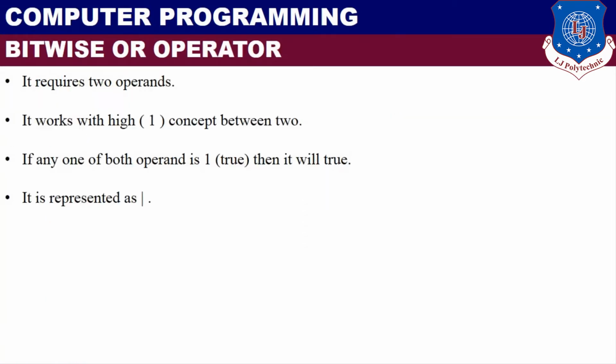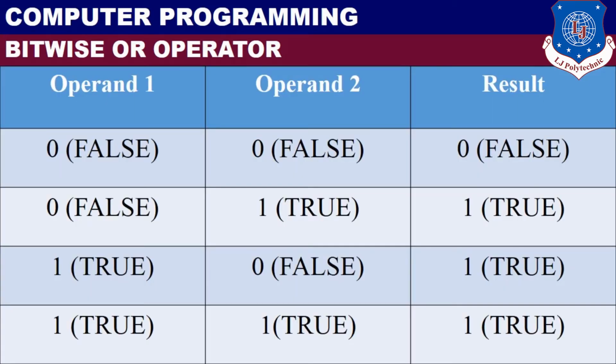Now let's understand the bitwise OR operator. It is the same as AND. It requires two operands. It works with the OR concept between two numbers. If any of the operands is 1, then it will be true. It is represented as a single vertical bar. The truth table of bitwise OR operator is here: operand 1, operand 2 and result: 0 0 0, 0 1 1, 1 0 1, 1 1 1. If both are 0, then it will be 0, otherwise in the rest of the cases it will be 1.